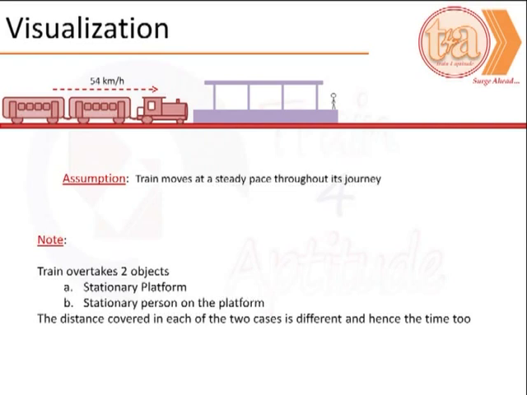A train is moving at 54 kilometers per hour towards a platform on which an individual is standing. As usual, our assumptions are that the train moves at a steady pace throughout its journey. What we need to note is that the train overtakes two objects here. One is a stationary platform with a significant length, and second is a person on the platform with relatively small or negligible width.